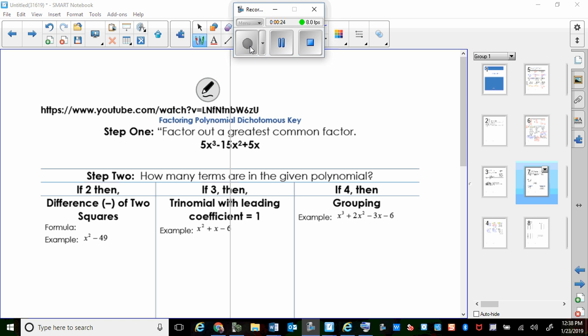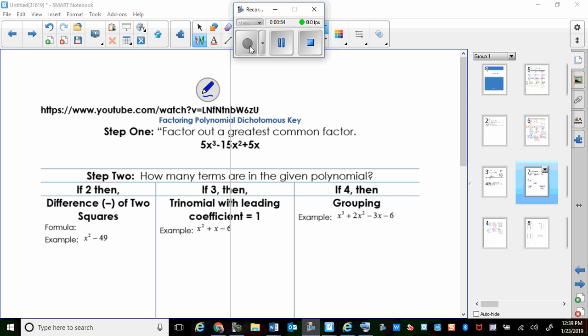All right. The first part of factoring is to figure out what your greatest common factor is. If it's 1, then you move on to step 2, and that's where you figure out how many terms you're dealing with. And then you figure out if you're dealing with certain types of signs. So first we're going to factor out a greatest common factor. You have to show your work.